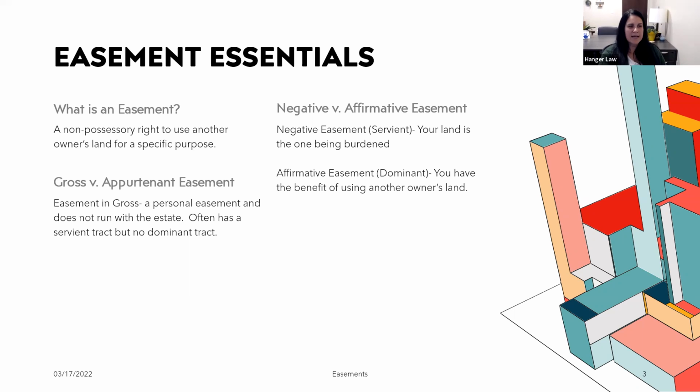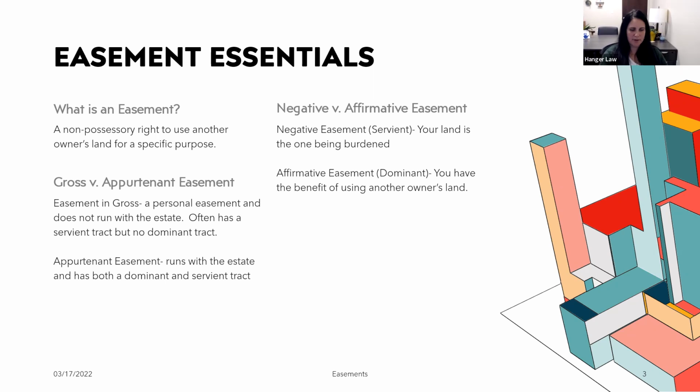Now, compare that to an appurtenant easement, which is often what you see when you have neighboring driveways or something like that, where it maybe goes a little bit on someone else's property, or you can't access your garage unless you can use the other person's property. That's when the easement runs with the estate and has both a dominant and servient tract of land. So again, dominant is the affirmative easement. You have the benefit of using someone's land, and the servient is the burdened easement.